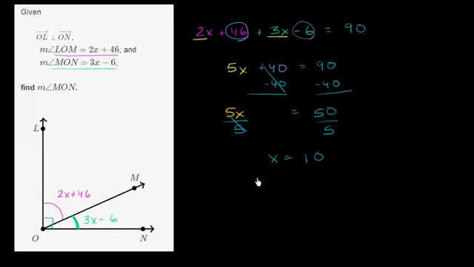Now, our answer is not 10. We've just figured out what x is. What they ask us for is the measure of angle MON. Well, we already know that the measure of angle MON is equal to 3x minus 6, which is equal to 3 times 10 minus 6. Minus 6, which is equal to 24 degrees.